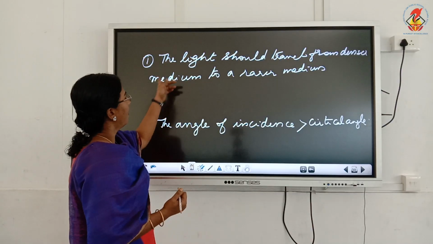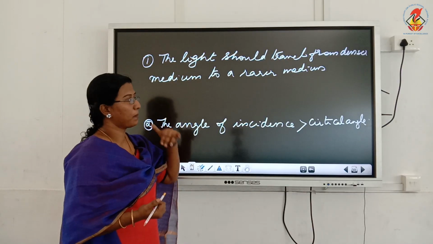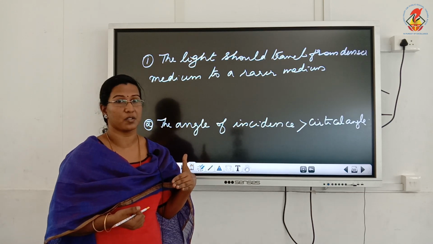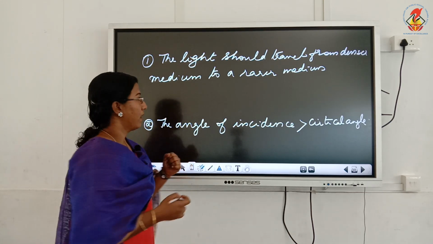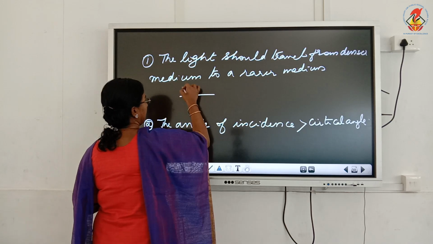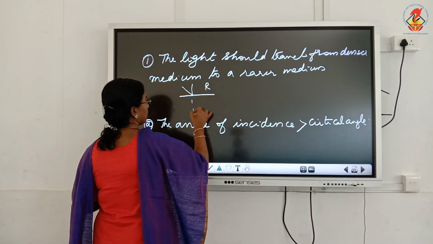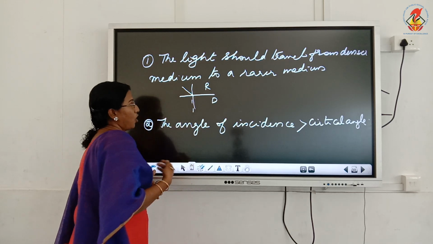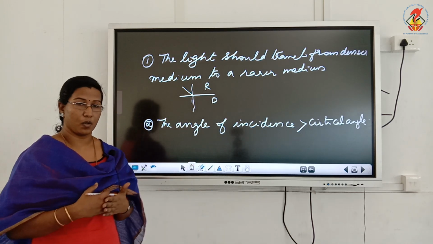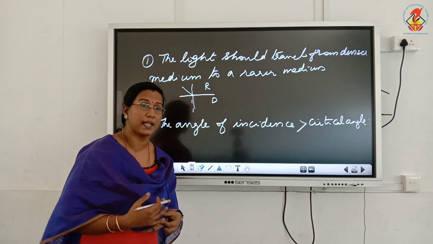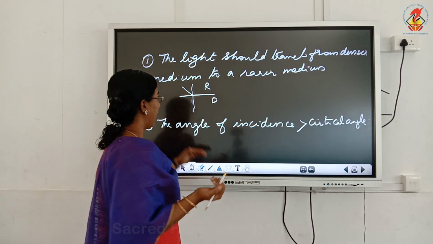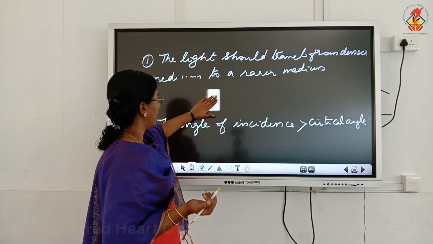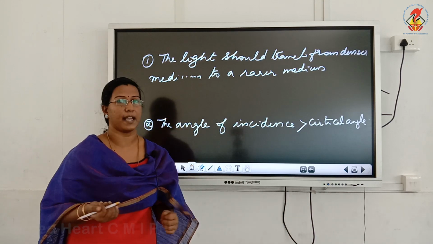Now the question is, can the same phenomenon take place when light travels from a rarer to a denser medium? When light travels from a rarer medium to a denser medium, it bends towards the normal, so this phenomenon can't take place. Only if the light is traveling from a denser medium to a rarer medium with an angle of incidence greater than the critical angle can TIR happen.